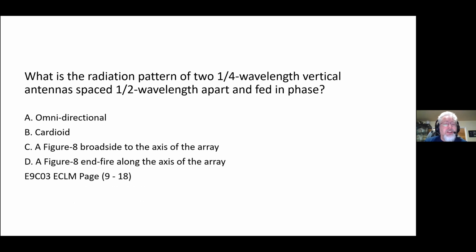What is the radiation pattern of two 1/4 wavelength vertical antennas spaced 1/2 wavelength apart and fed in phase? A, omnidirectional, B, cardioid, C, a figure 8 broadside to the axis of the array, or D, a figure 8 end fire along the axis of the array. Charlie is correct. A figure 8 broadside to the axis of the array.